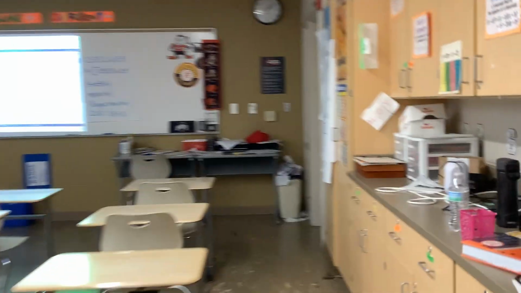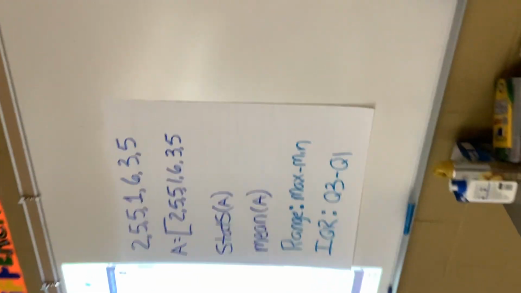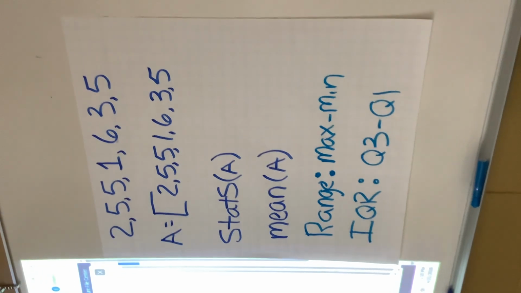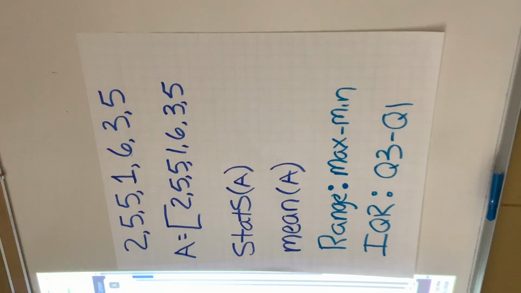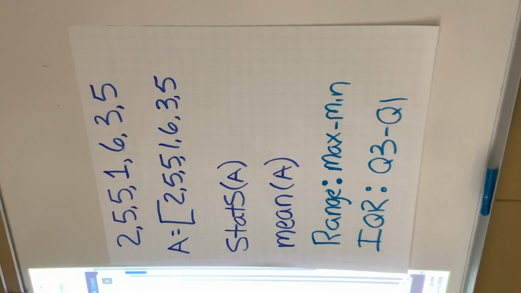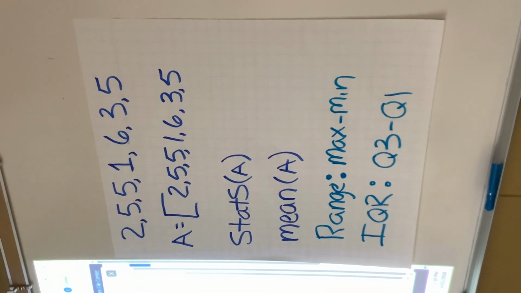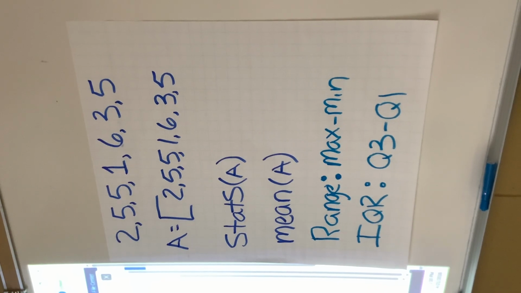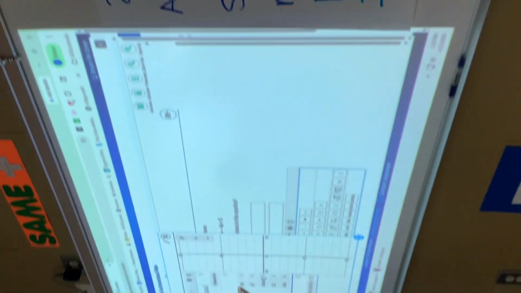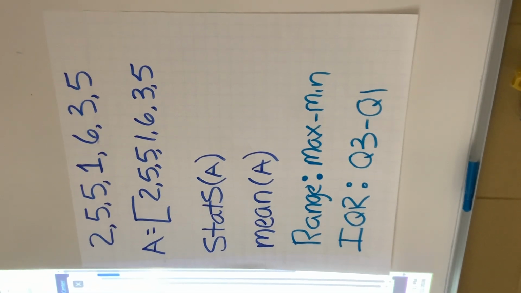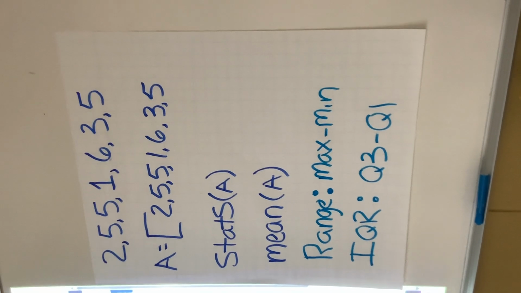If we come to the front of the room, we have a stats problem that is already typed into the calculator for you. But we just wanted to remind you, to do it, you have to put that A equals bracket, list the numbers. If you want the 5-number summary, you just put stats, all in lowercase, parenthesis A. And then if you want the mean, you do mean of it. Just as a reminder, range is the maximum minus the minimum. So in this case, it would be 6 minus 1 is 5. And then the IQR is Q3 minus Q1. So here it'd be 5 minus 2, which is 3.